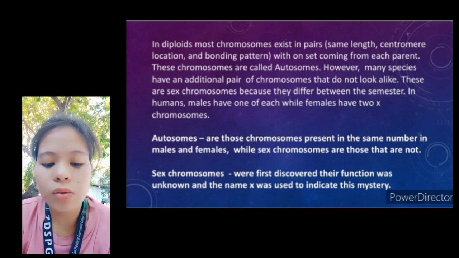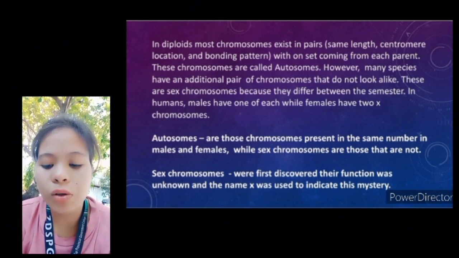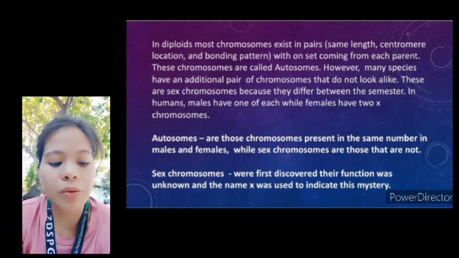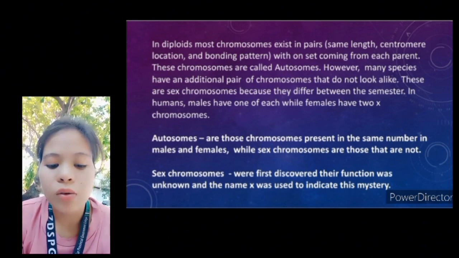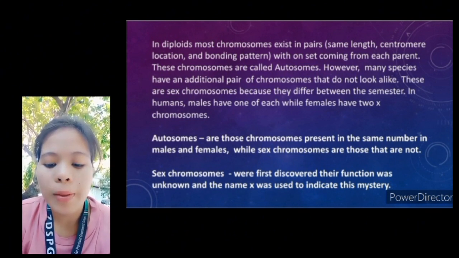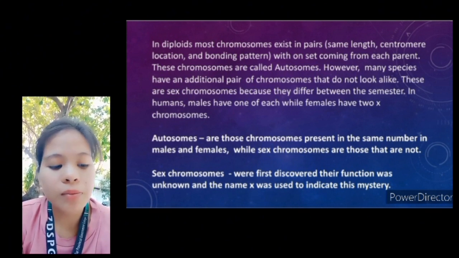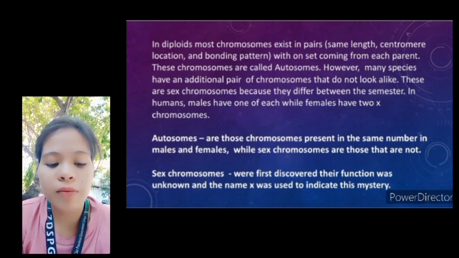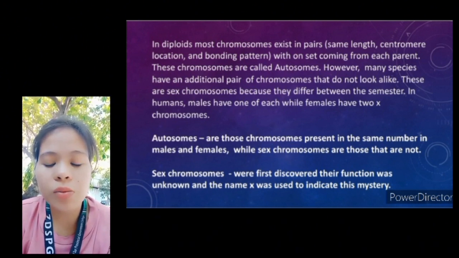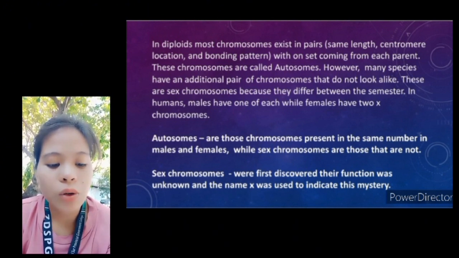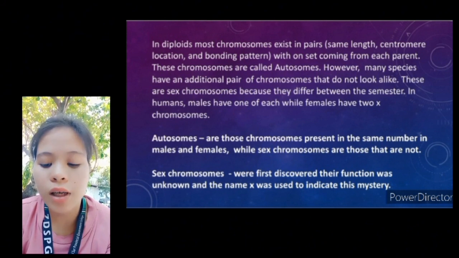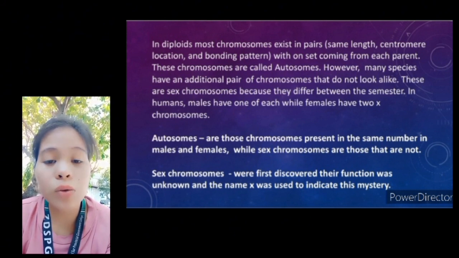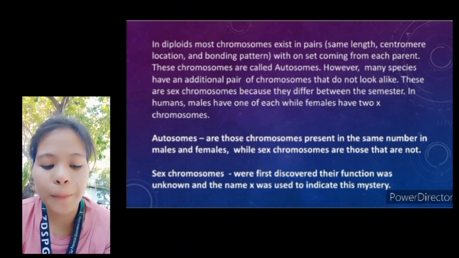So autosomes are those chromosomes present in the same number in males and females. Sex chromosomes are those that are not. When sex chromosomes were first discovered, their function was unknown, and the name X was used to indicate this mystery.